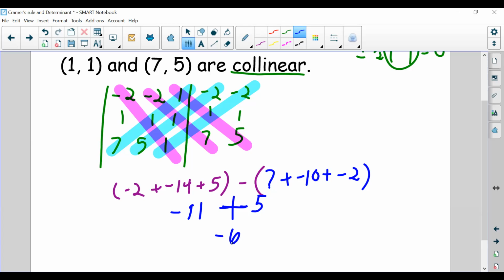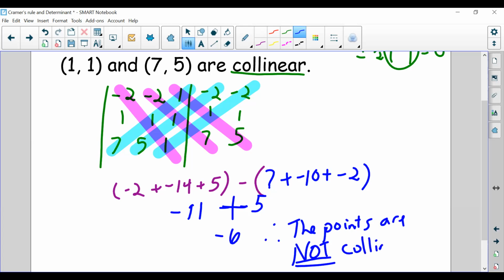No, because this is not 0, therefore the points are not collinear. And that's because our determinant here was not equal to 0.